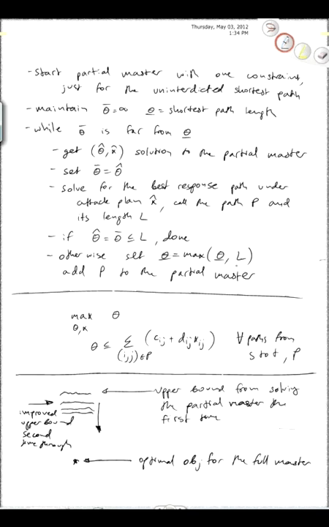The same is not true for these lower bounds. They're not monotonic, and we'll see that in the example in just a little bit. Okay, so that's the basic overview of Benders decomposition. Now let's take a look at a specific graph and try to execute this to see how it would work.